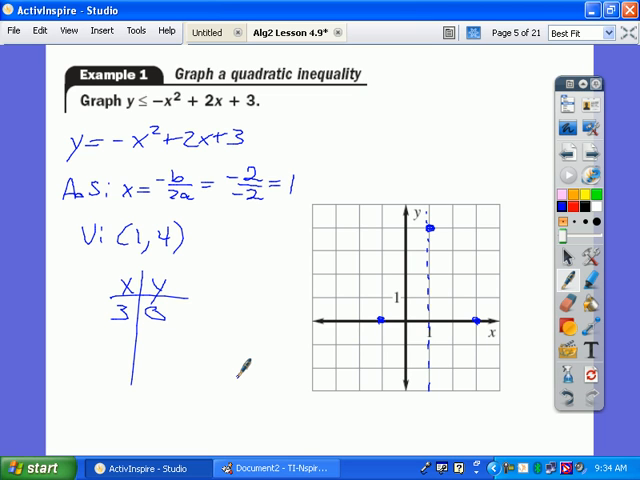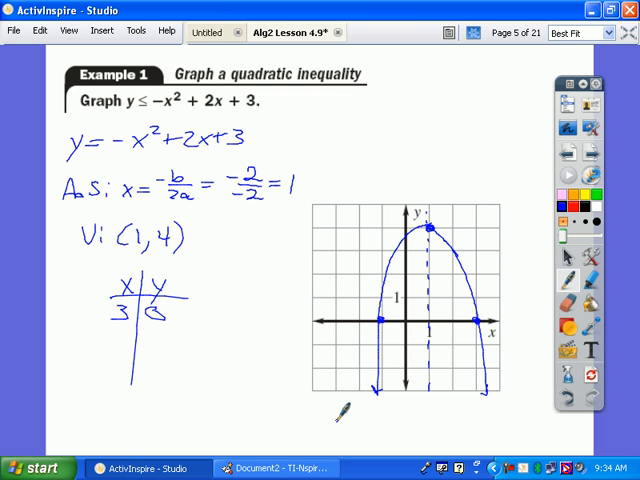The first question I want to ask then is, do I draw it dashed or solid? And so I look here and I see that I have the line underneath, so it should be solid. Okay, so there's our parabola.